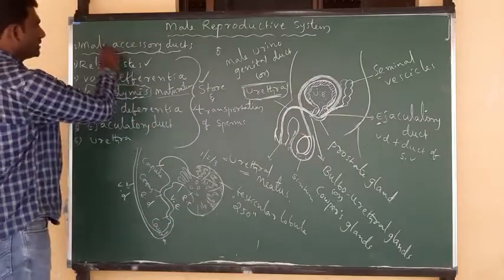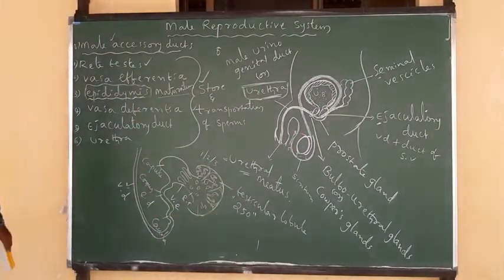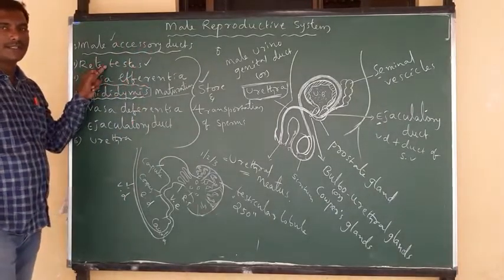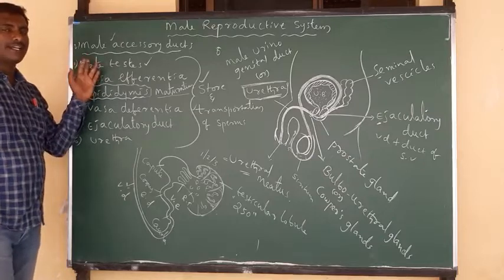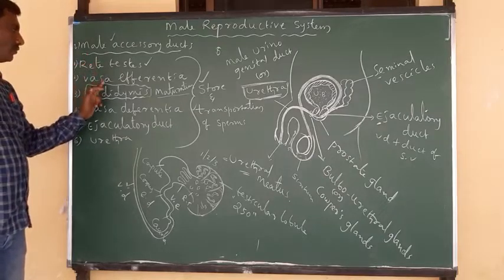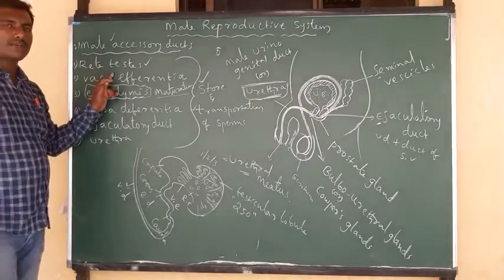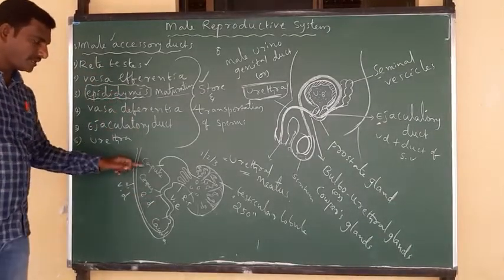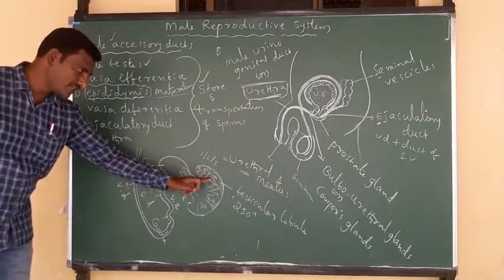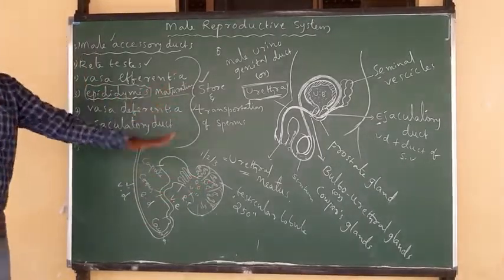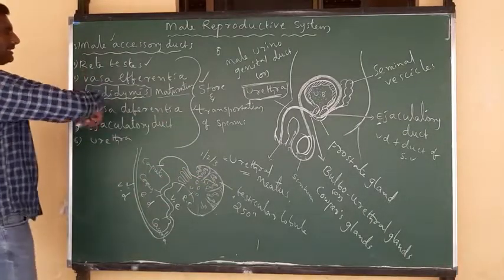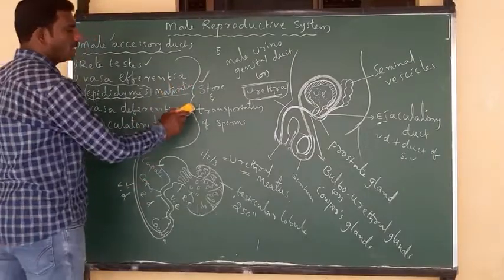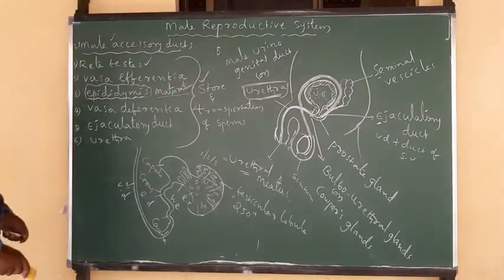Now all these come under male accessory ducts. Once again, male accessory ducts begin with the rete testis. The rete testis develops vasa efferentia. All these vasa efferentia open into the epididymis. Epididymis to vas deferens, like this. The journey of sperm cells begins from here and goes finally to the urethral meatus. All these are male accessory ducts. Their main function is to store and to transport sperm cells.